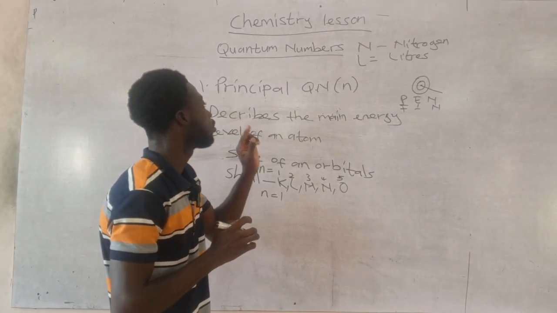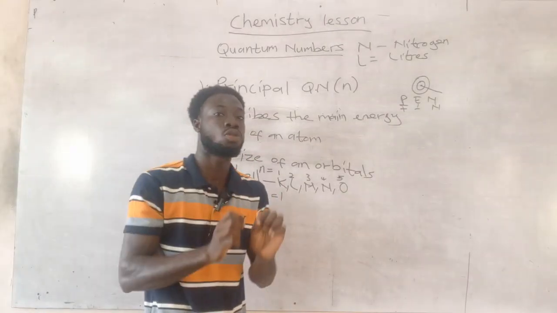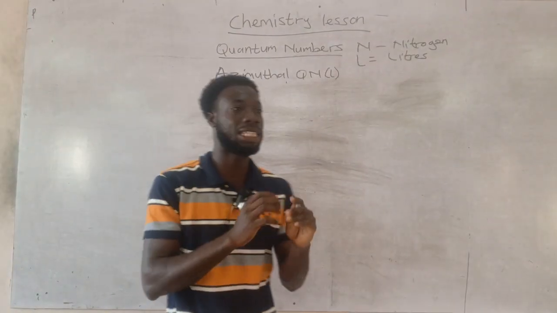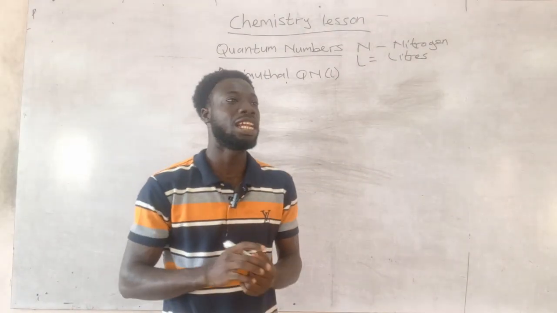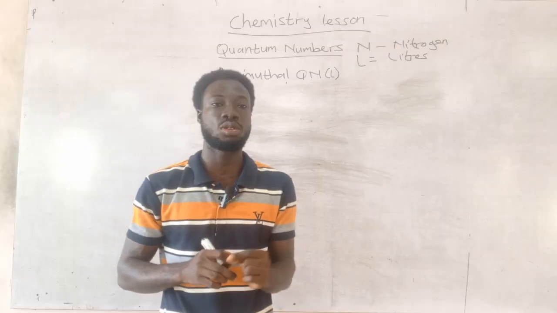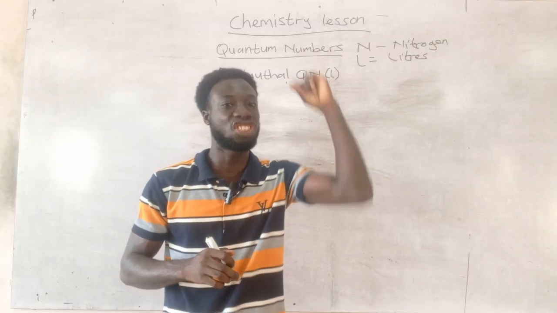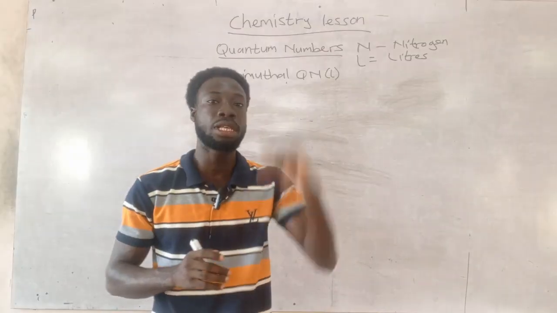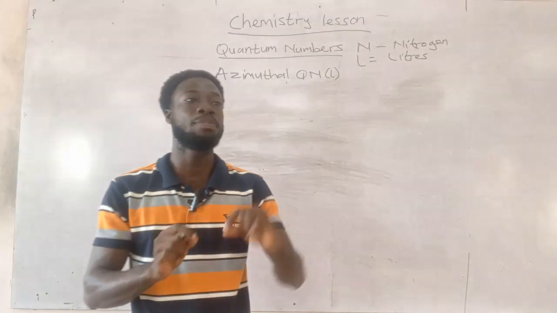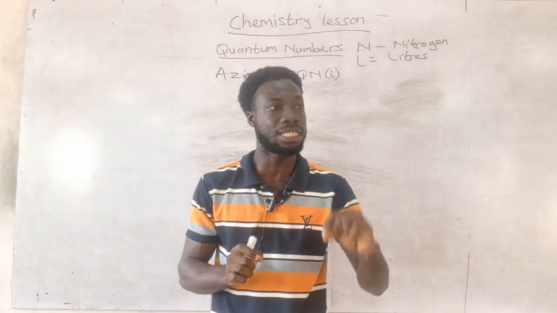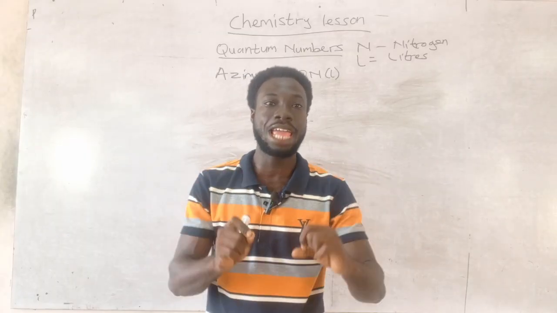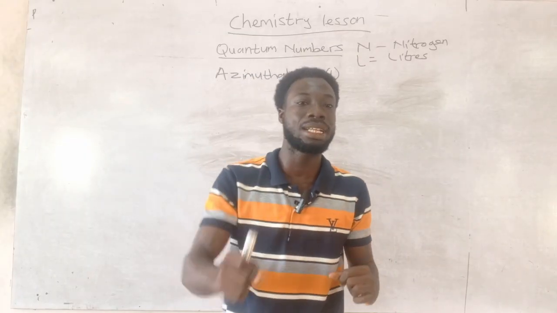So let's move on to the azimuthal quantum numbers. The azimuthal quantum number describes the shape of an orbital, right? I told you that the principal quantum number describes the size of an orbital. This must be noted. And the azimuthal quantum number describes the shape of an orbital.